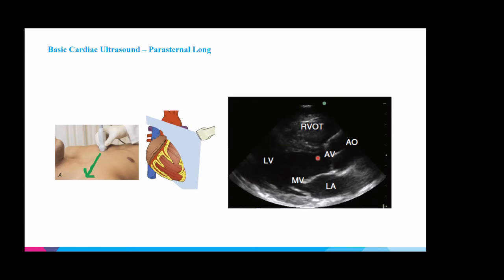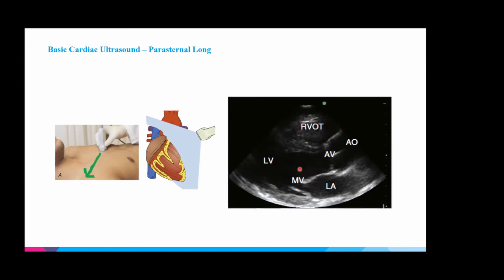Certainly you can add color to look for aortic regurgitation and mitral regurgitation, and you can do these as more sophisticated views, but for a quick bedside assessment, all we care about in this view is the LV function and size. Sometimes, if a patient has a massive PE, you may see that the right ventricle outflow tract is enlarged, but you don't get the full view of the right ventricle in this view.